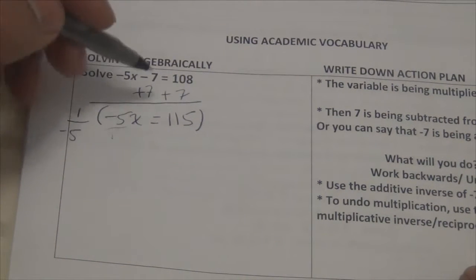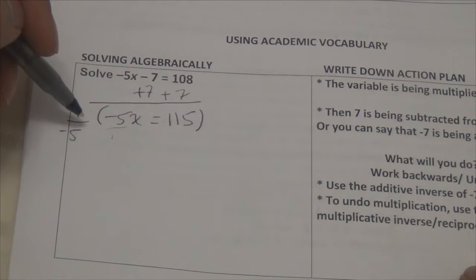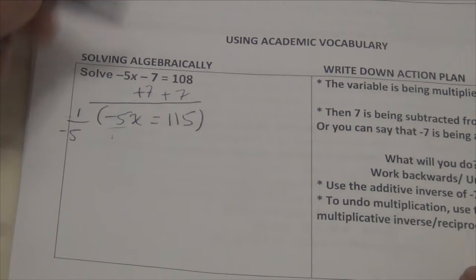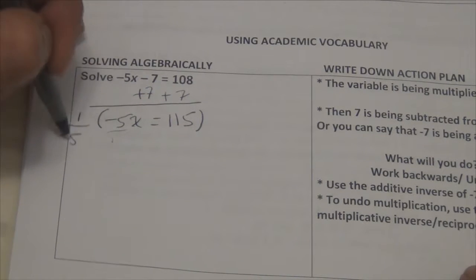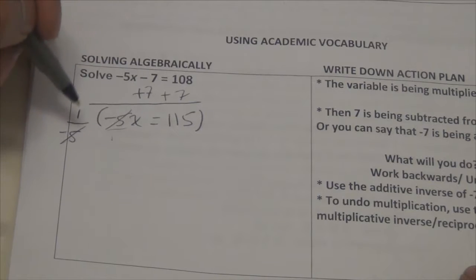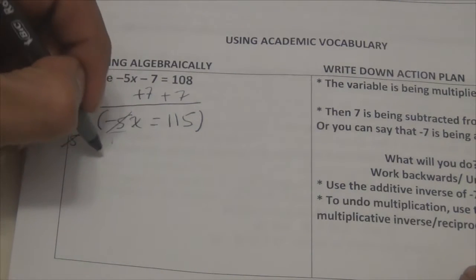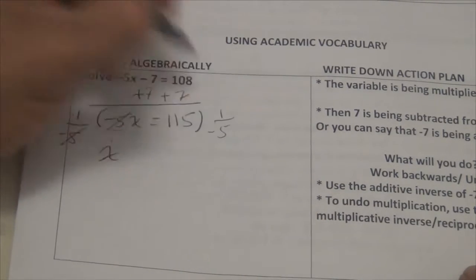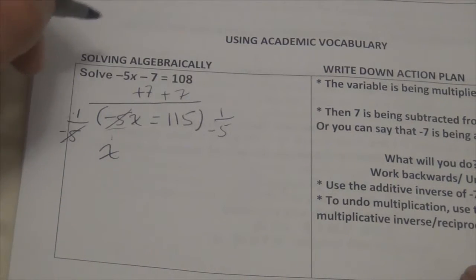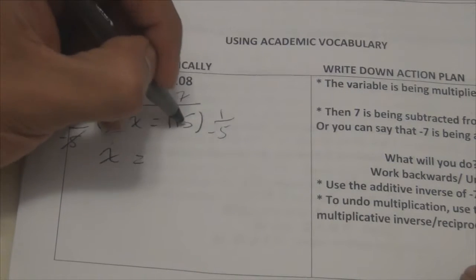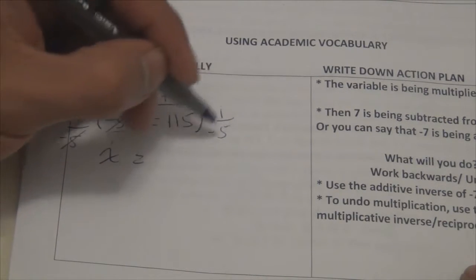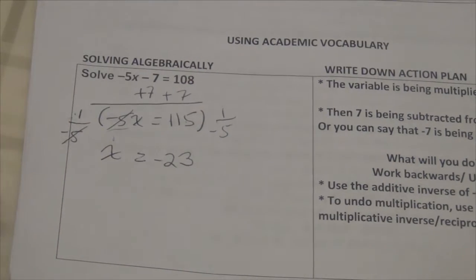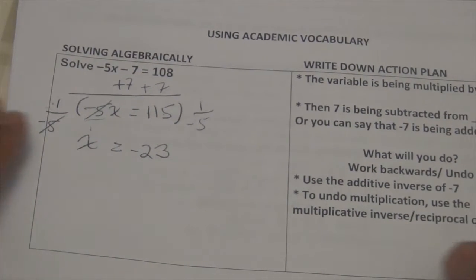All right. And remember, the idea behind the multiplicative inverse is to get rid of that number bothering the letter, the variable. So when you multiply and divide by the same number, they cancel out, leaving you with 1x. What you do to one side, you do to the other. So now 115 times 1 is 115, and then divided by negative 5 is negative 23. And that's basically what it is.